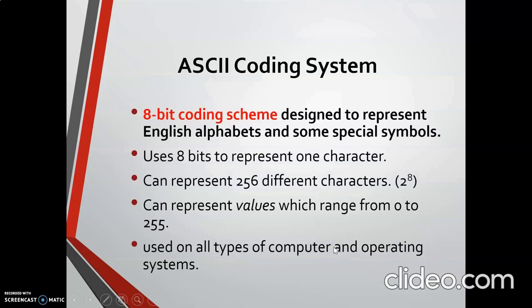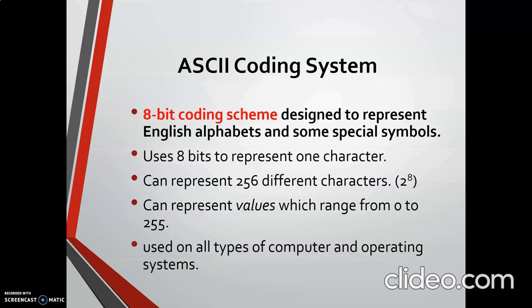So we have to look at what each coding scheme defines. The ASCII coding scheme is defined as an 8-bit coding scheme designed to represent English alphabets and some special symbols. What we mean by an 8-bit coding scheme is that it uses 8 bits to represent 1 character, meaning we combine 8 bits as a unit and represent something with that.